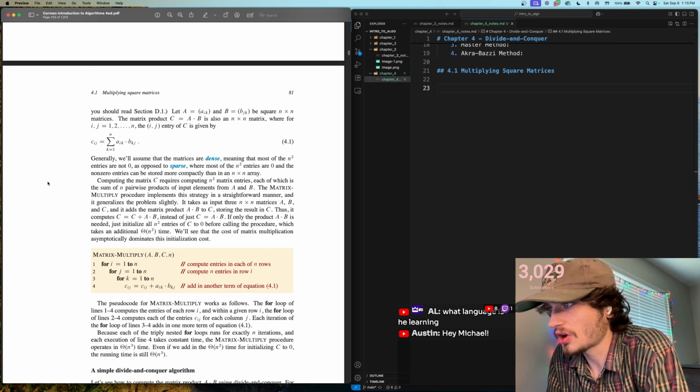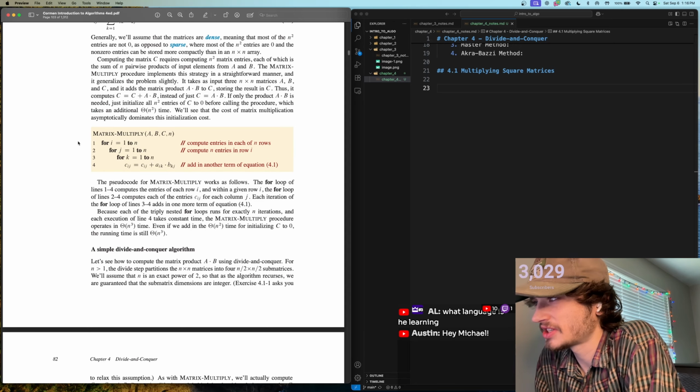Just initialize all n squared entries of C to 0 before calling the procedure, which takes an additional theta of n squared time. We'll see the cost of matrix multiplication asymptotically dominates this initialization cost. The pseudocode for matrix multiply works as follows.